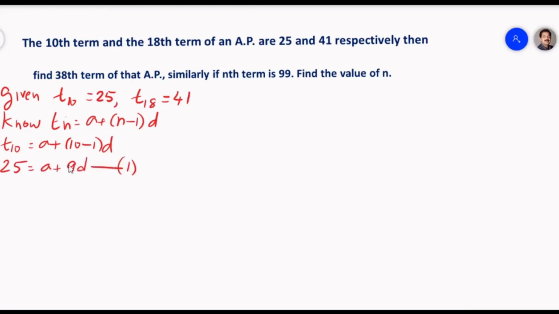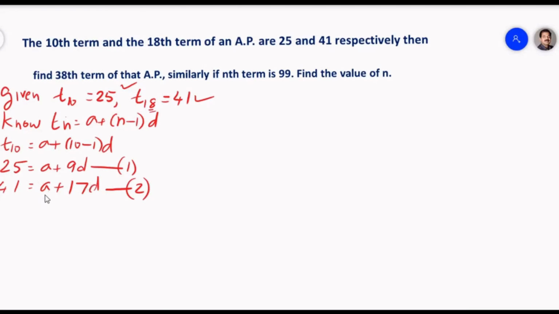Now, the second one is the 18th term is equal to 41. That is, 41 is equal to a plus, as it is the 18th term, 18 minus 1 will be 17d. Correct? So let this be the second equation. We got two equations, and we know the principles of solving simultaneous equations, and we can see that d is common there: 19d, 17d, and a is also there.